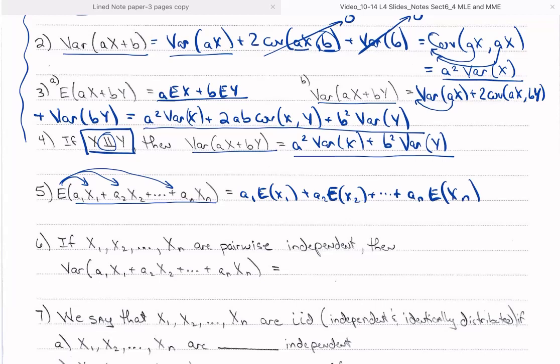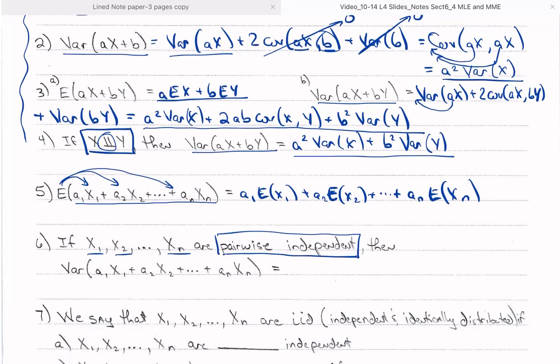Okay. Now, if x1, x2 up to xn are pairwise independent, then we can do the following. And so if we have a random sample, then this is true, that x sub 1, x sub 2, up to x sub n, they're all pairwise independent because they are independent and identically distributed random variables if they're from a random sample. And that's mostly what we're going to be dealing with this semester.